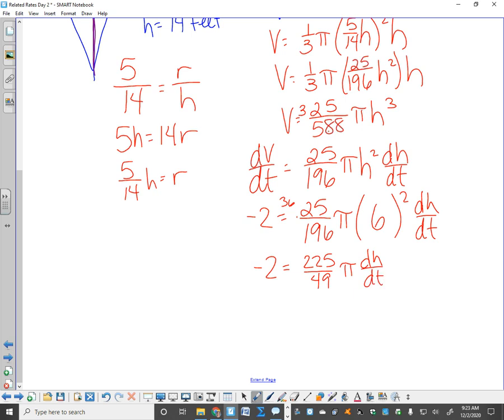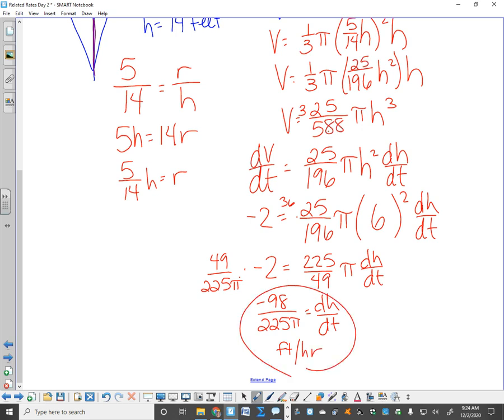dh/dt, and then I'm going to divide, which means I'm going to flip the 225, and the pi is going to be on the bottom. So when I multiply that, it's going to give me -98 over 225 pi dh/dt, and this is feet per hour because it's a height and it's negative, which makes sense. All right, some good algebra in that one.